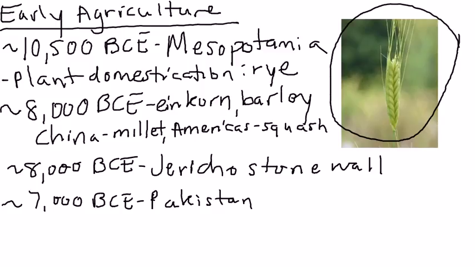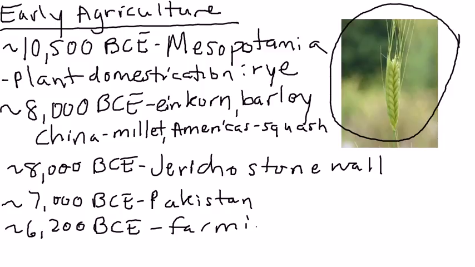About 6,200 BCE, farming communities with stored supplies of grain develop in Mesopotamia. Farming communities with surplus of grain.